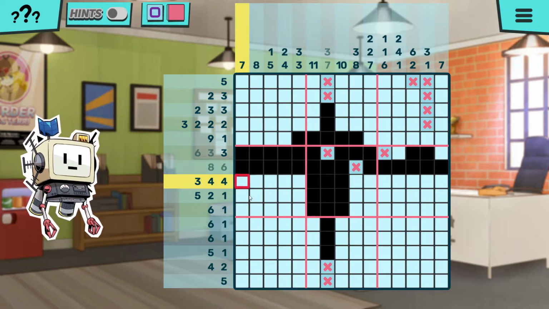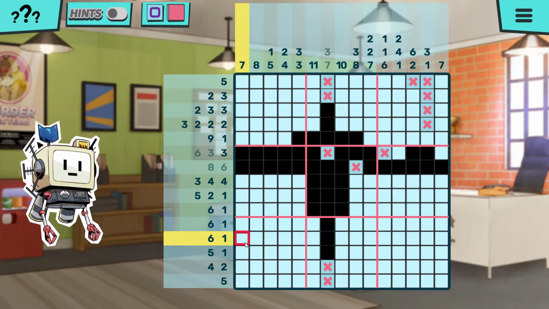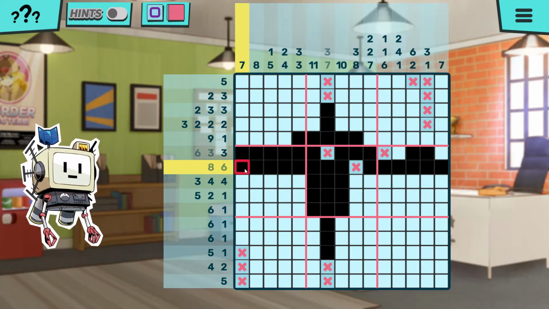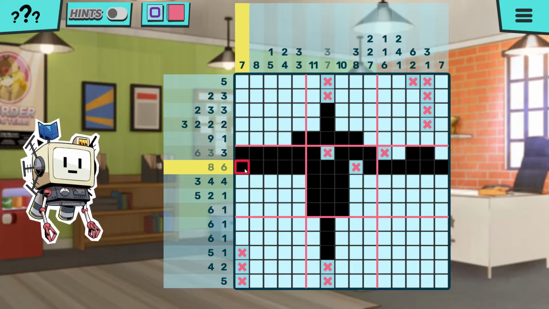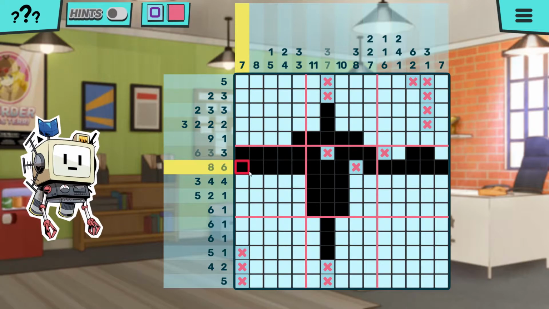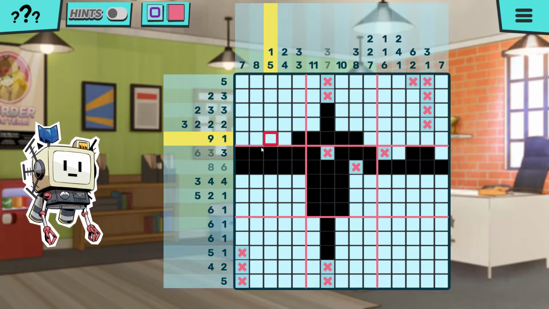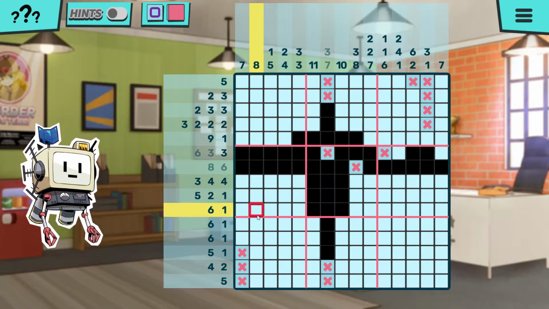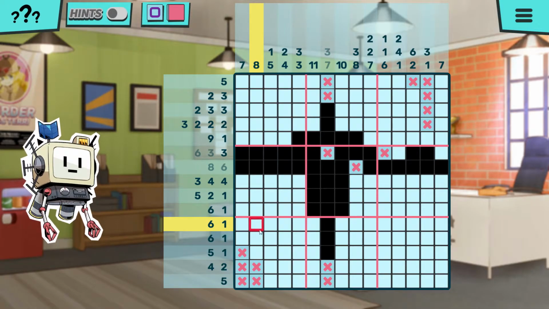1, 2, 3, 4, 5, 6, 7. These need to be blank. That was almost one of those stupid mistakes that I just did for no apparent reason. 1, 2, 3, 4, 5, 6, 7, 8. These need to be blank. Okay.